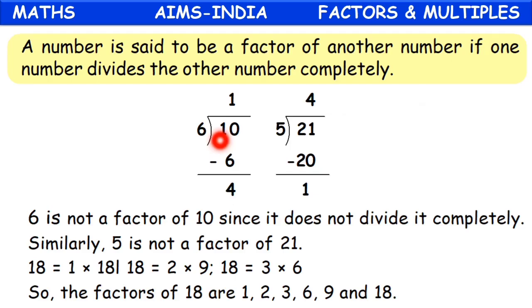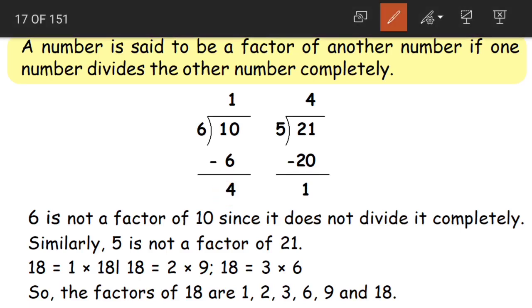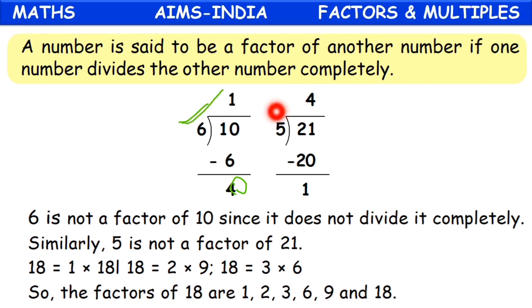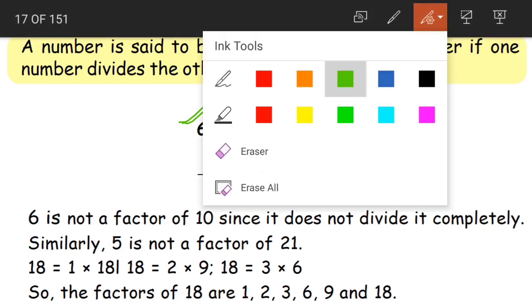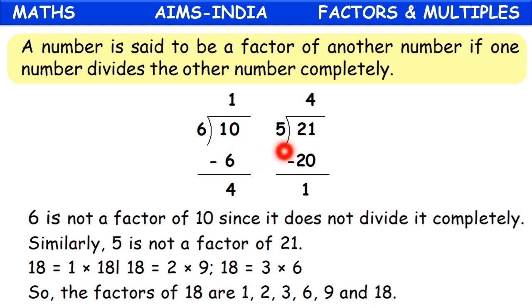See here, now we have the number 10 divided by the number 6. 6 ones are 6, and when we subtract, 4 is remaining. Now is the remainder 0? No. Now what does that mean? That 6 is not a factor of 10. Why? Because it does not divide the number completely. If here the remainder was 0, then 6 would have been the factor of 10. But we have 4 as the remainder. So 10 is not divisible by 6 children. So 6 is not a factor of 10.